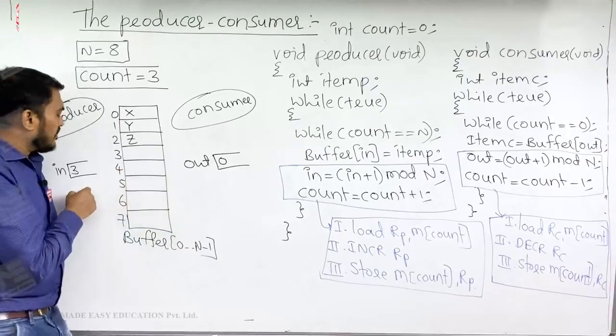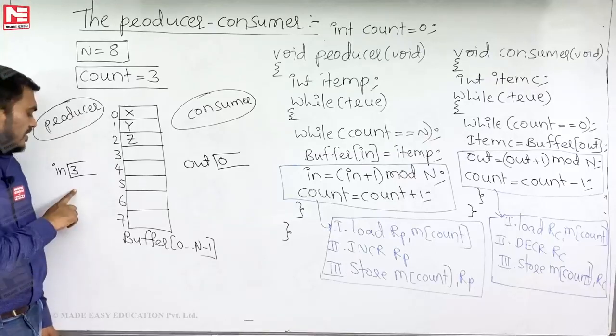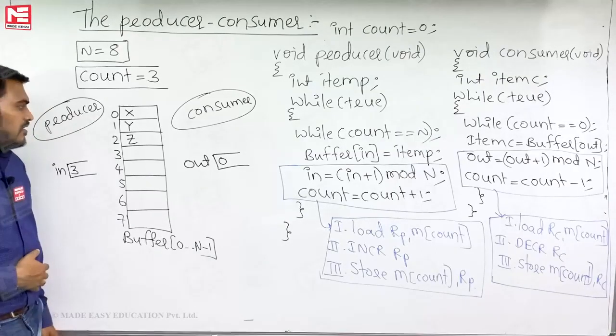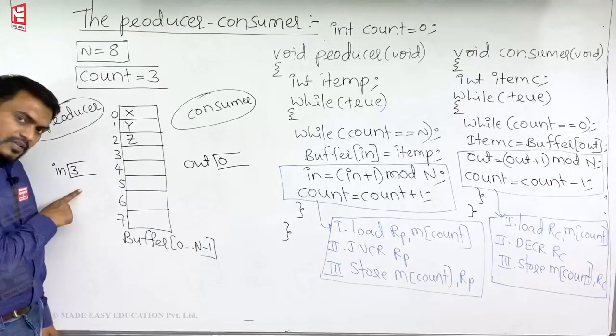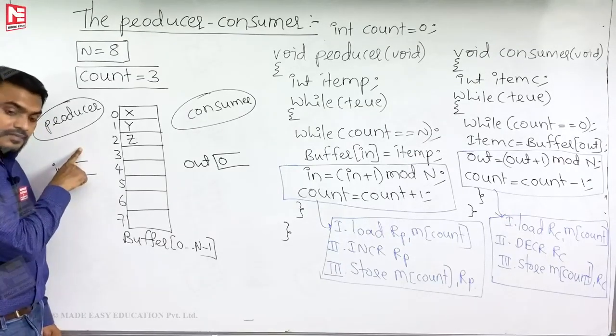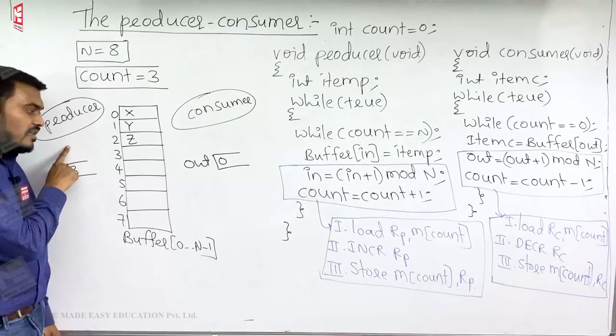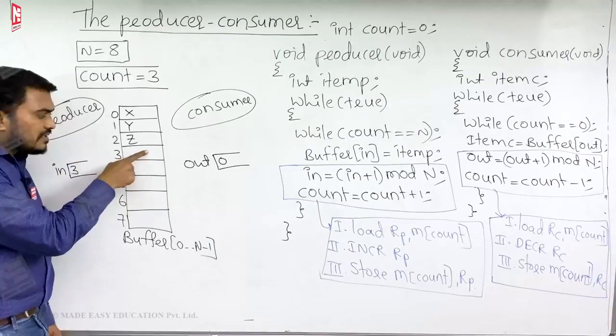Now, what is the meaning of the in variable? Note down, keep the heading: in variable. Understand here, in is a variable used by the producer. Note down: in is a variable used by the producer to identify the next empty slot in the buffer.